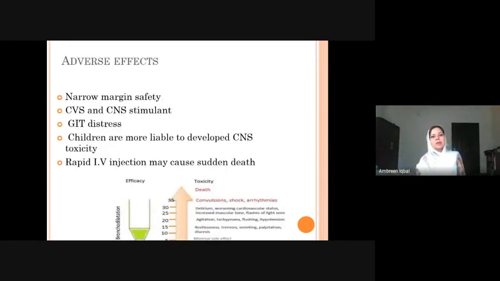So ultimately, the diverse effects of methylxanthines are that they have a narrow margin of safety. They stimulate the CNS and CVS and cause GIT distress. Children are more liable to develop CNS toxicity. Rapid intravenous injections may cause sudden death.